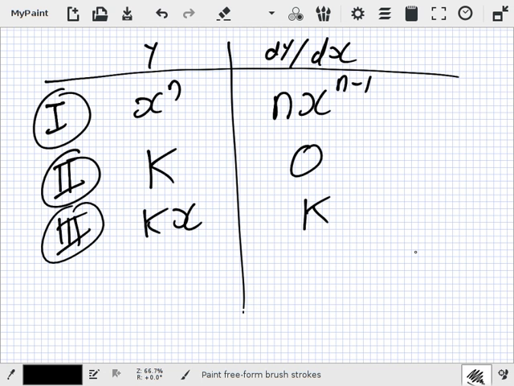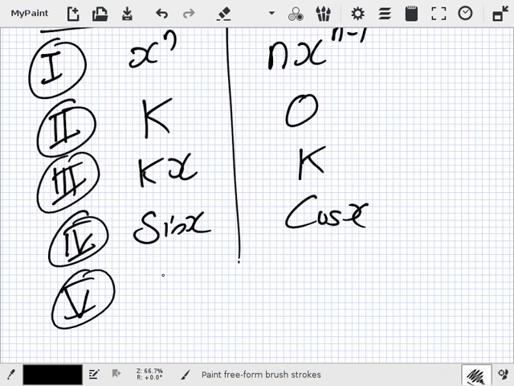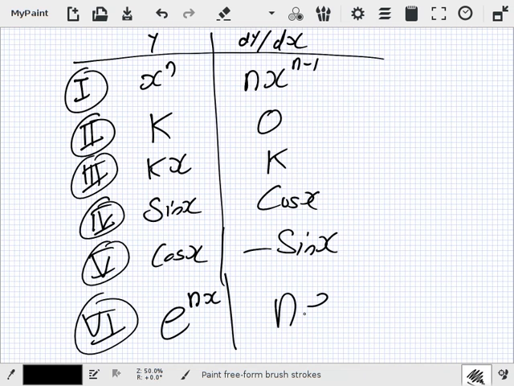Right, now, on to some new rules, where we don't need the proof. So the derivative of sine x is cos x. The derivative of cos x is minus sine x. The derivative of e^x is e^x.